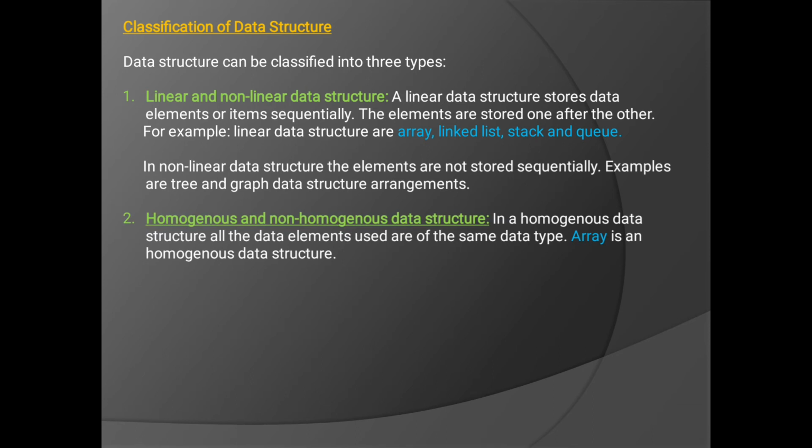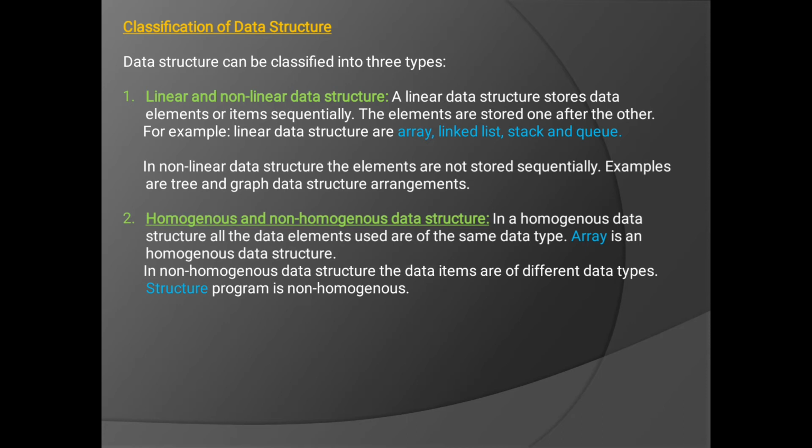Now homogeneous and non-homogeneous data structure. In a homogeneous data structure, all the data elements that are used are of the same data type, which we have seen in an array. So an array is an example of a homogeneous data structure. You can say that in an array, similar variables of the same data type are collected together and referred to by a single array name. So that is an example of a homogeneous data structure.